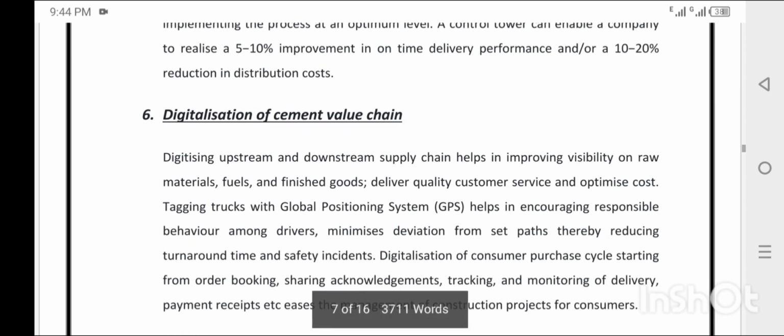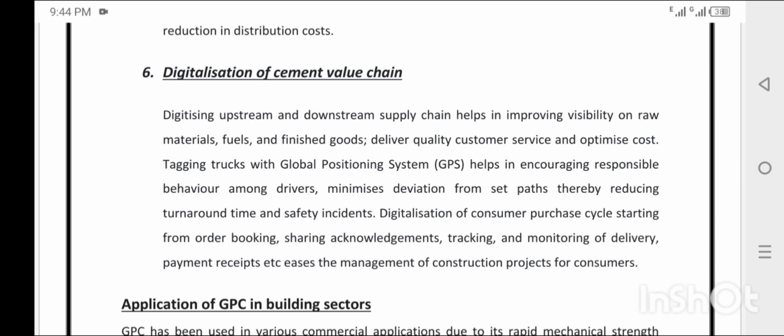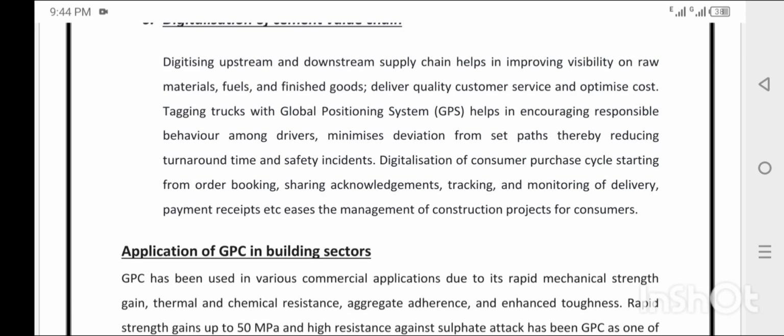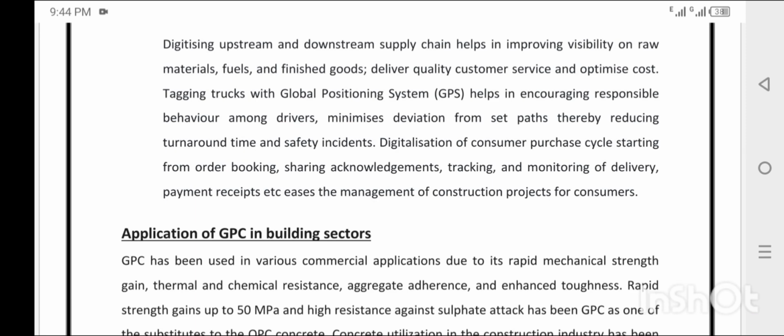Now, the sixth step is digitalization of cement value chain. Digitalizing upstream and downstream supply can help in improving visibility on raw materials, fossil fuels, and finished goods, deliver quality customer service, and optimize cost. Tagging trucks with the global positioning system helps in encouraging responsible behavior among drivers, minimizes deviation from set paths, thereby reducing turnaround time and safety incidents.